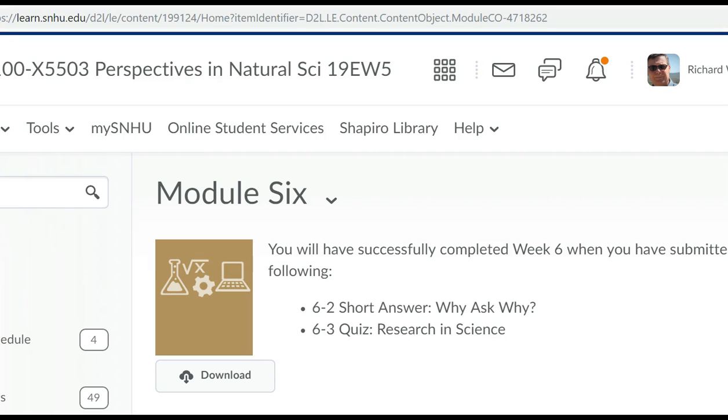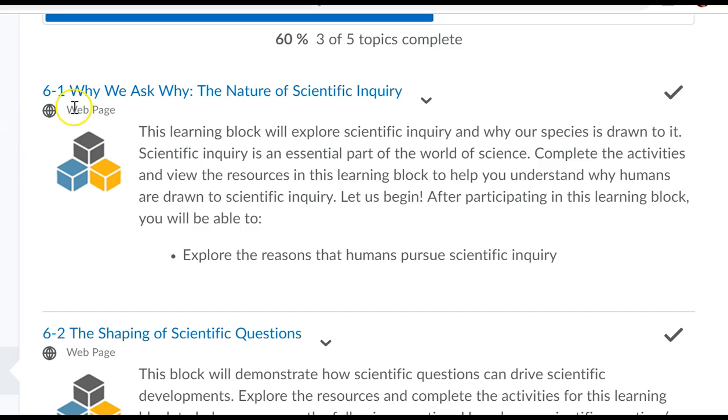Now, as you begin Module 6, you'll see that there are really only two requirements for turn-ins this time: a short answer with a rubric, by the way, and a quiz, standard quiz, 20 points. First element here continues this curiosity that we've had and been exploring. This one is why ask why, the nature of scientific inquiry. And that is, we're exploring the reasons that humans pursue scientific inquiry. Why do we ask questions? What makes a good answer? What happens when we get that first answer? Is there a second or a third or a fourth? And in fact, that's how this works.